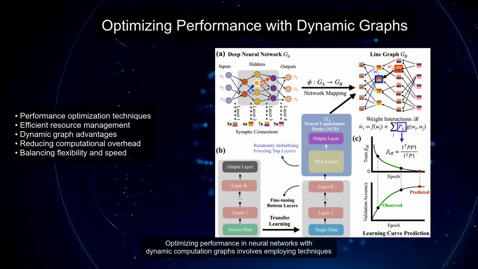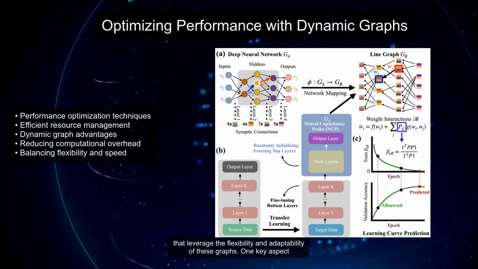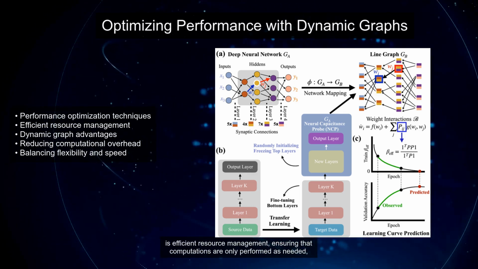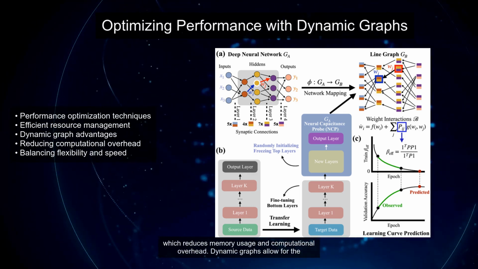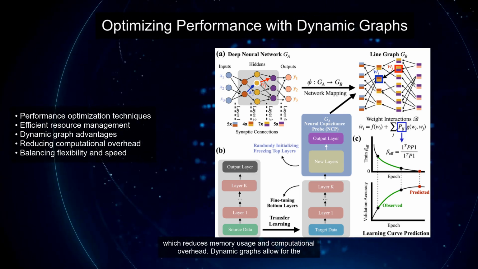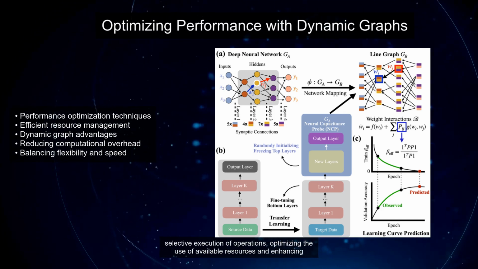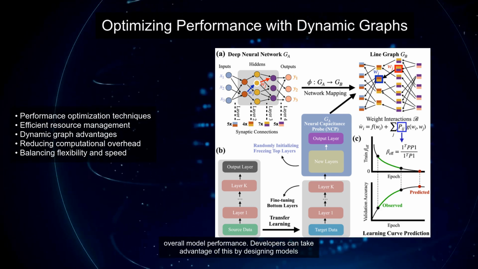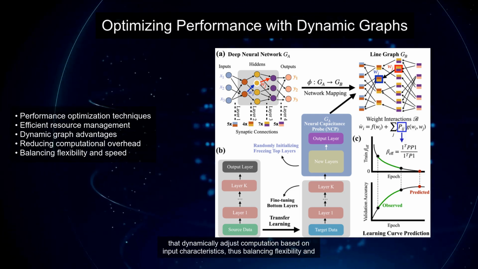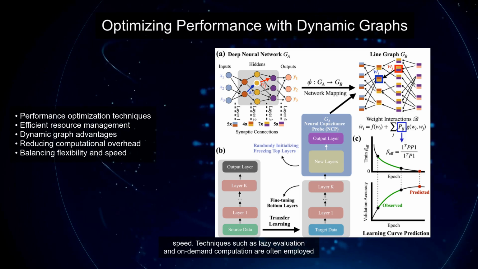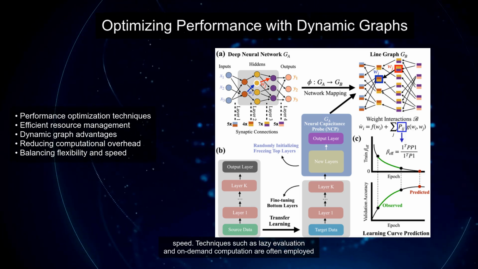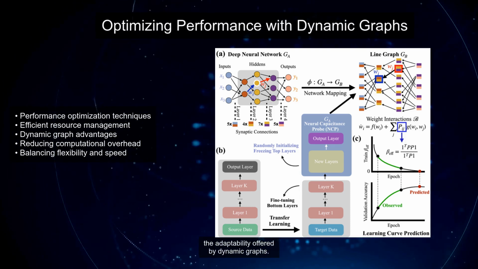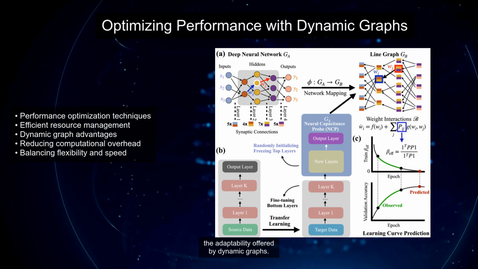Optimizing performance in neural networks with dynamic computation graphs involves employing techniques that leverage the flexibility and adaptability of these graphs. One key aspect is efficient resource management, ensuring that computations are only performed as needed, which reduces memory usage and computational overhead. Dynamic graphs allow for the selective execution of operations, optimizing the use of available resources and enhancing overall model performance. Developers can take advantage of this by designing models that dynamically adjust computation based on input characteristics, thus balancing flexibility and speed. Techniques such as lazy evaluation and on-demand computation are often employed to achieve these optimizations, ensuring that the model remains efficient while maintaining the adaptability offered by dynamic graphs.